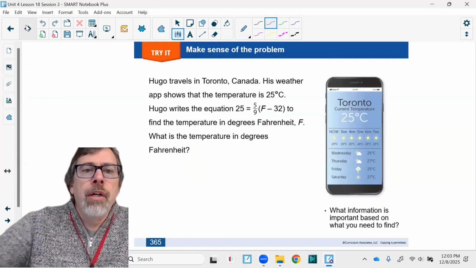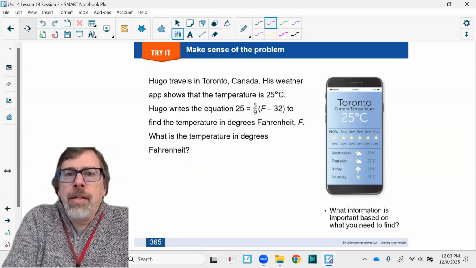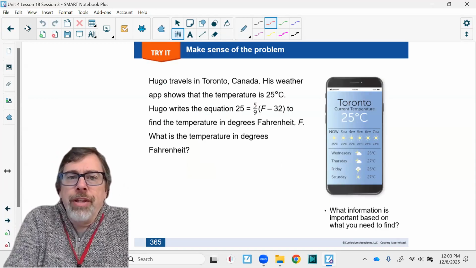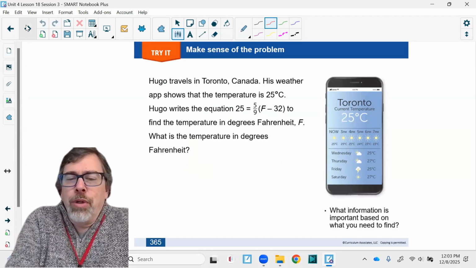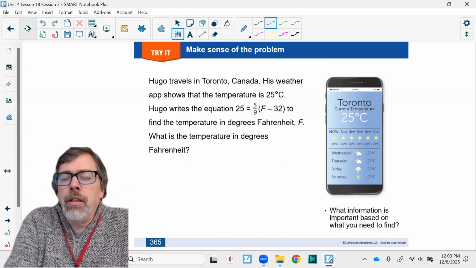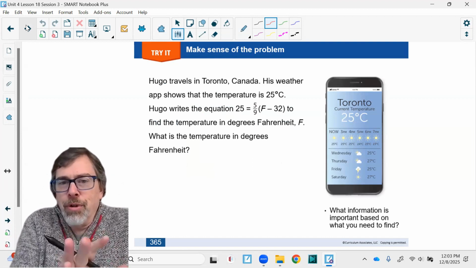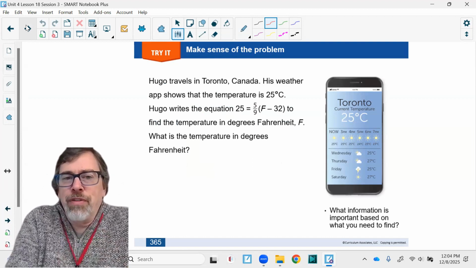Here goes. So, make sense of the problem. Hugo travels in Toronto, Canada. His weather app shows that the temperature is 25 degrees Celsius, and he thinks to himself, brr, that's freezing. Literally, it's below 32. Hold that thought. Celsius is not the same as Fahrenheit.